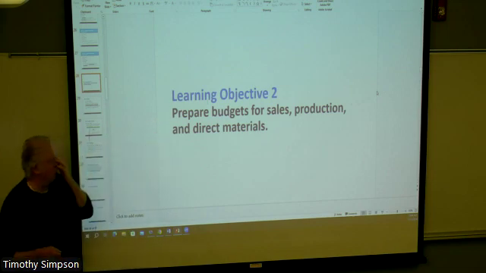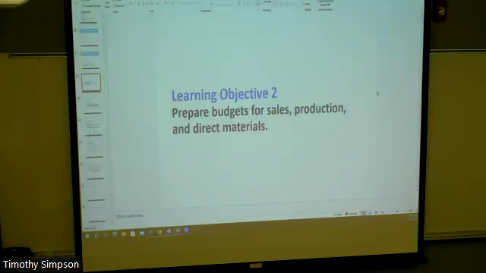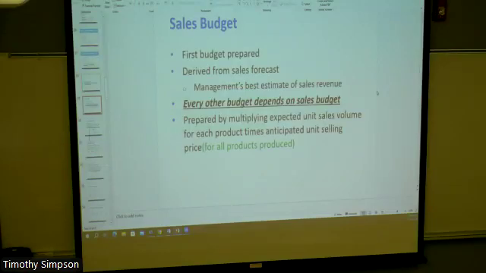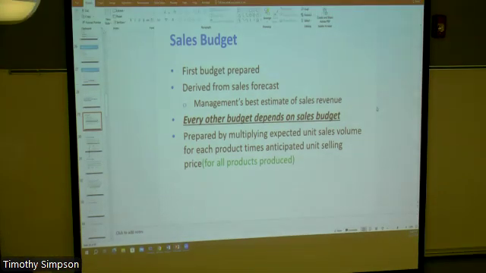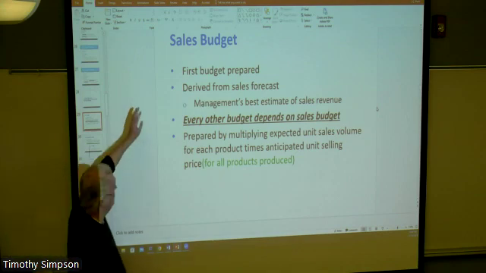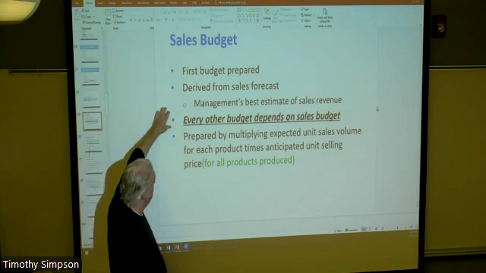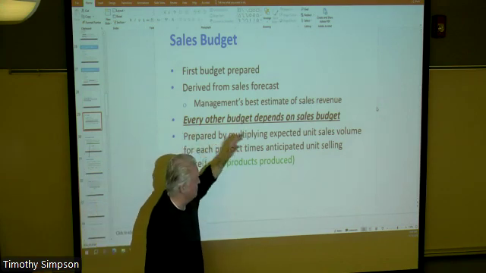All right, let's move to the second learning objective here. We're going to talk about these actual budgets. And again, these may not be easy to see on the presentation itself. I'll try to make it as visible as I can, but let's talk about the sales budget. So it's the first budget prepared, as we mentioned before, and everything flows from it. Every other budget depends on the sales budget.